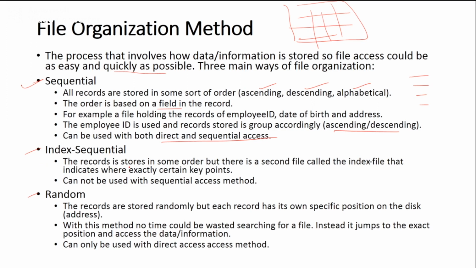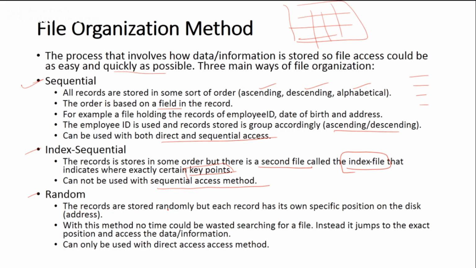What is the indexed sequential organization method? The records are stored in some order, but there is a second file called the index file. We have already seen it. The index file indicates where exactly certain keys point. The address of a certain key will be stored in the index file. So it cannot be used with the sequential access method. We have to use the direct access method in the indexed sequential structure.